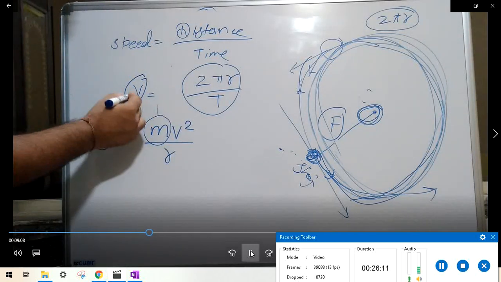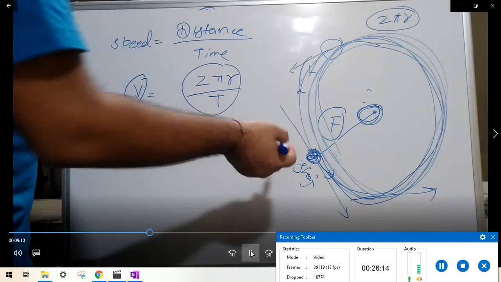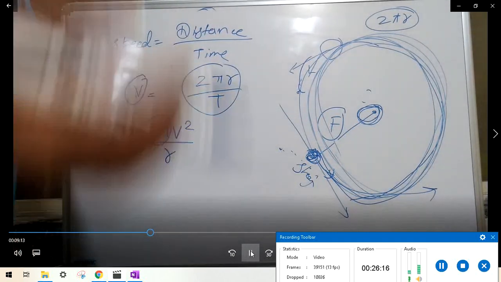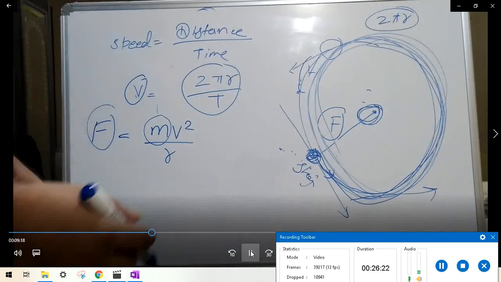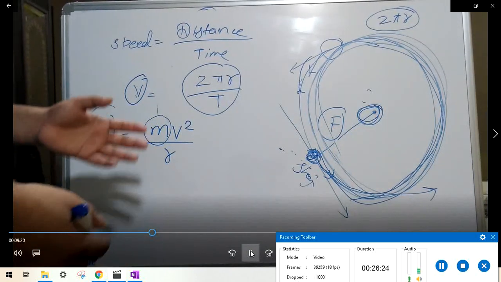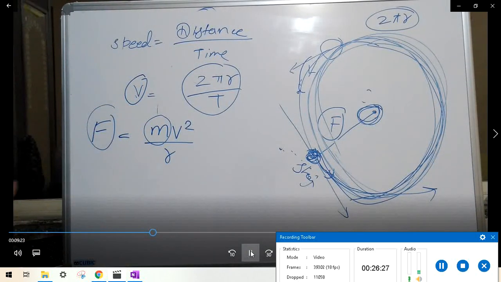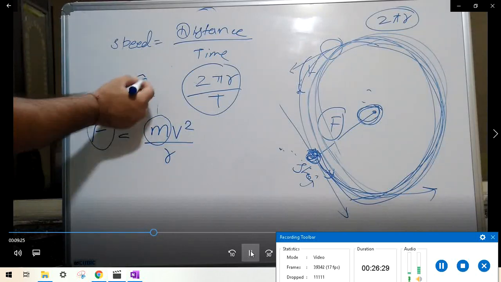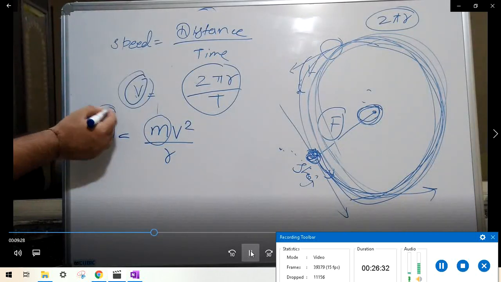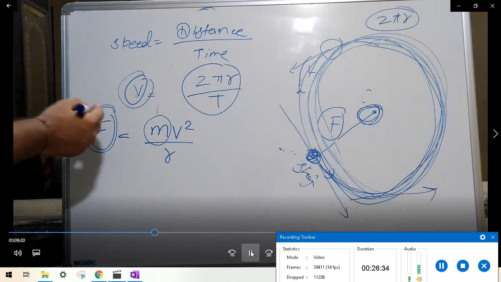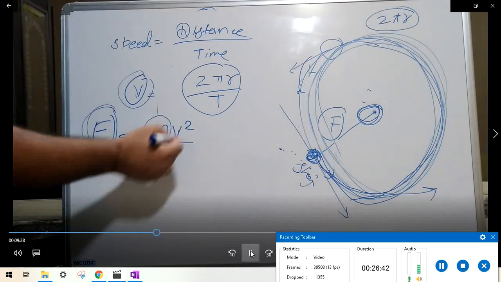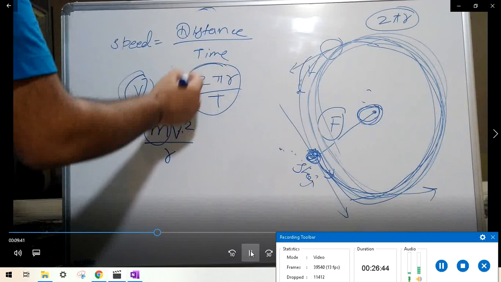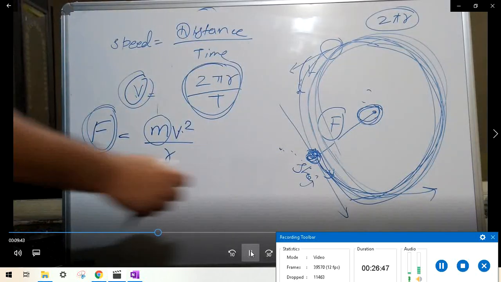I say speed, not velocity, because velocity also has direction, and when an object revolves around the sun, it changes its direction every time. So velocity is changing. Now let's go into detail. This must be the speed, and this is the force that is applied. Now if I want to find the exact value of the force, what can I do? Let's see. I will substitute v here by 2 pi r by T.